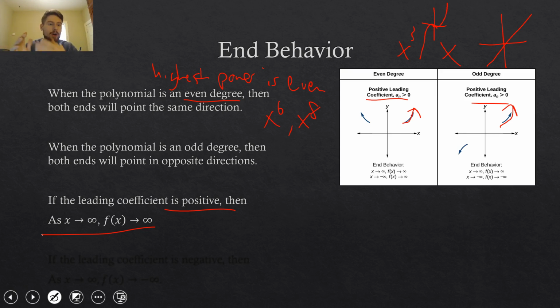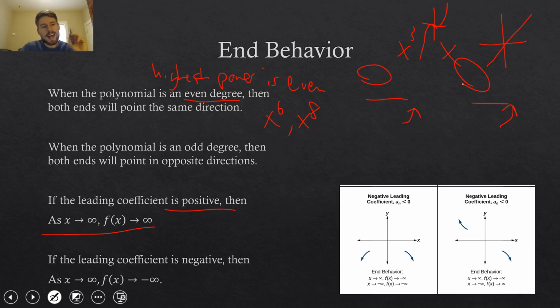Now, whether you go up as you go left or down if you go left depends on whether it's even or odd. Even, both directions are the same. Odd, they're opposite, okay? So if you remember positive leading coefficient, right up, no matter what, then you just decide based off of the degree: are these both up if it's even, or one's up and the other's down if it's odd. And then if it's a negative leading coefficient, that says that as you go right, you go down.